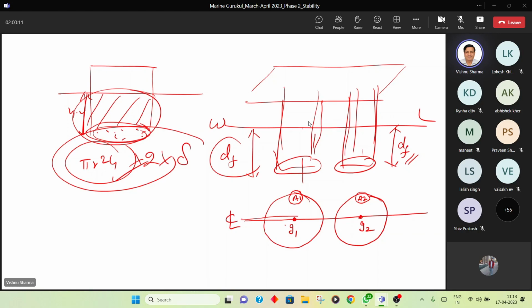Where will be the center of flotation now in this case? Midway distance between G1 and G2. This will be center of flotation would be here. Does everybody agree with me? Agree, sir. Okay.